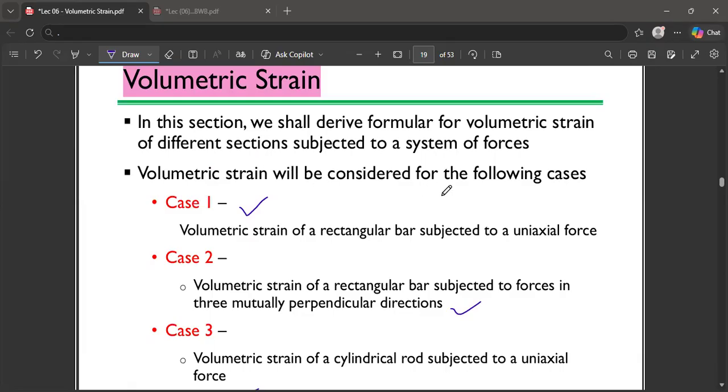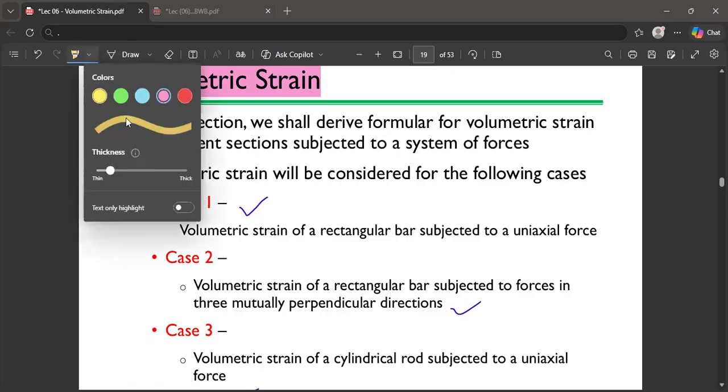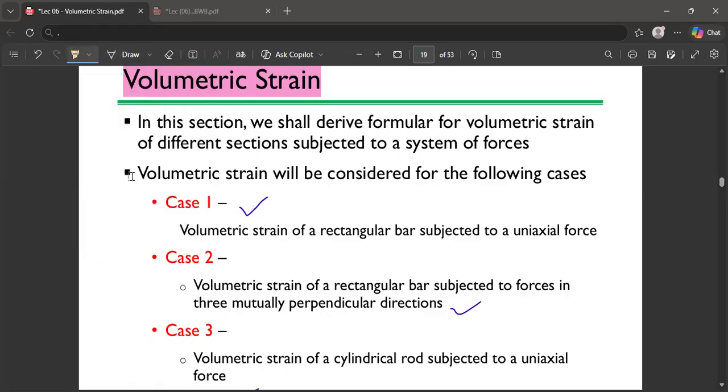Please take note that volumetric strain will be considered for the following cases. Good students should have a pen, a paper, and a calculator beside them so that they can jot down some of these important things that I'm emphasizing. Okay, I said that for case 1, we are going to be looking at what?